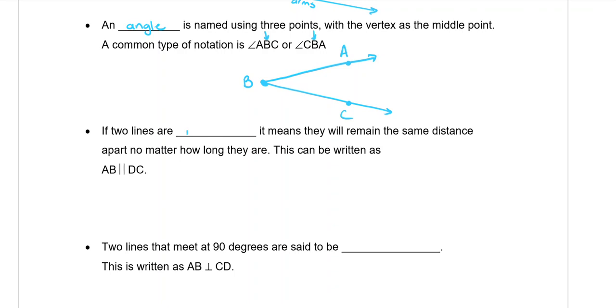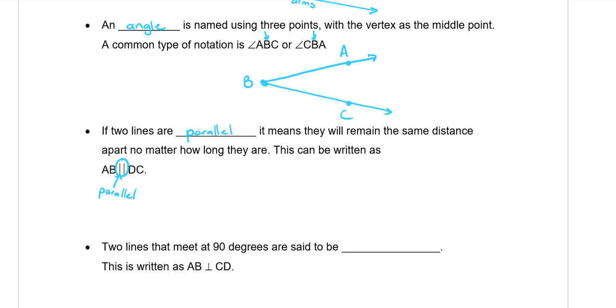If two lines are parallel, it means they will remain the same distance apart no matter how long they are. This can be written as AB is parallel to DC. This symbol here with the two vertical lines means parallel.